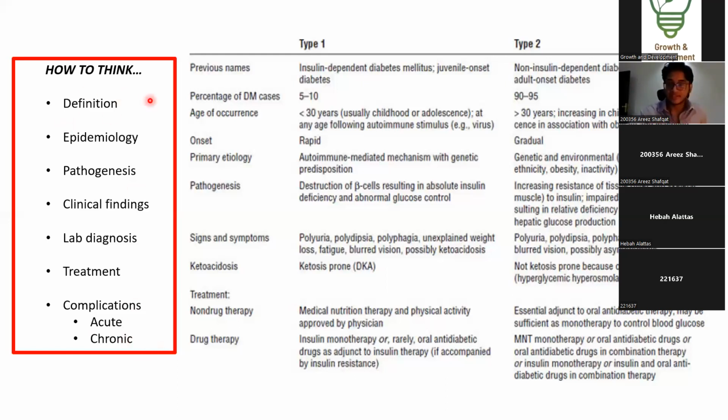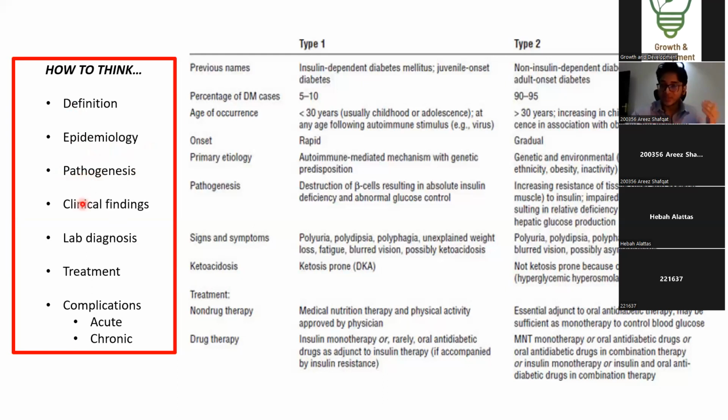Now, definition again. So let me just repeat this one more time. Definition, lack of insulin effect because of two situations. Either you don't have insulin, or the insulin is there, you're not responding to it. Epidemiology, type 1, young patient, normal weight, autoimmune diseases, not that much family history. Second, epidemiology of type 2, obese patient, middle-aged with a family history. Pathogenesis, type 1 is autoimmune mediated. Type 2 is insulin resistance because of obesity.